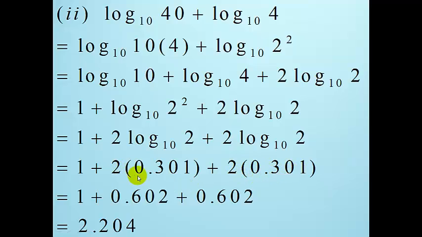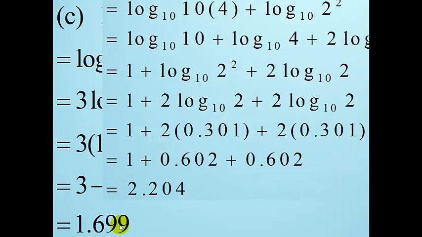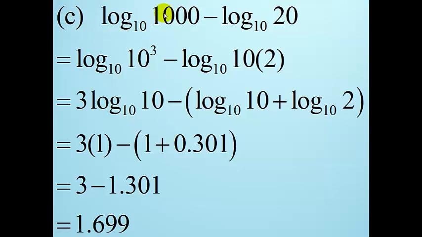And when you multiply 2 by 0.301, you have 0.602. And the same thing happens here. So we have 1 plus 0.602 plus 0.602, and the answer is 2.204. This means that log 40 to the base 10 plus log 4 to the base 10 is equal to 2.204.